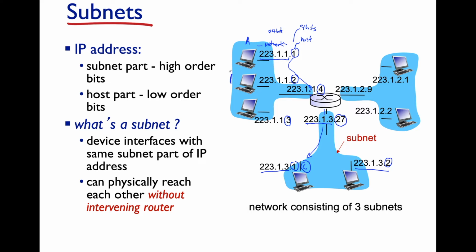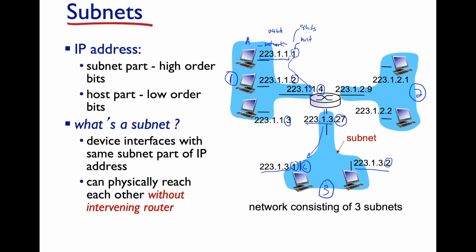So in this diagram, we have 3 subnets. This is the first subnet, the 223.1.1 network. This is the second subnet, the 223.1.2 network. And lastly, down below, we have the third subnet, the 223.1.3 network. And so that's how we design the address.